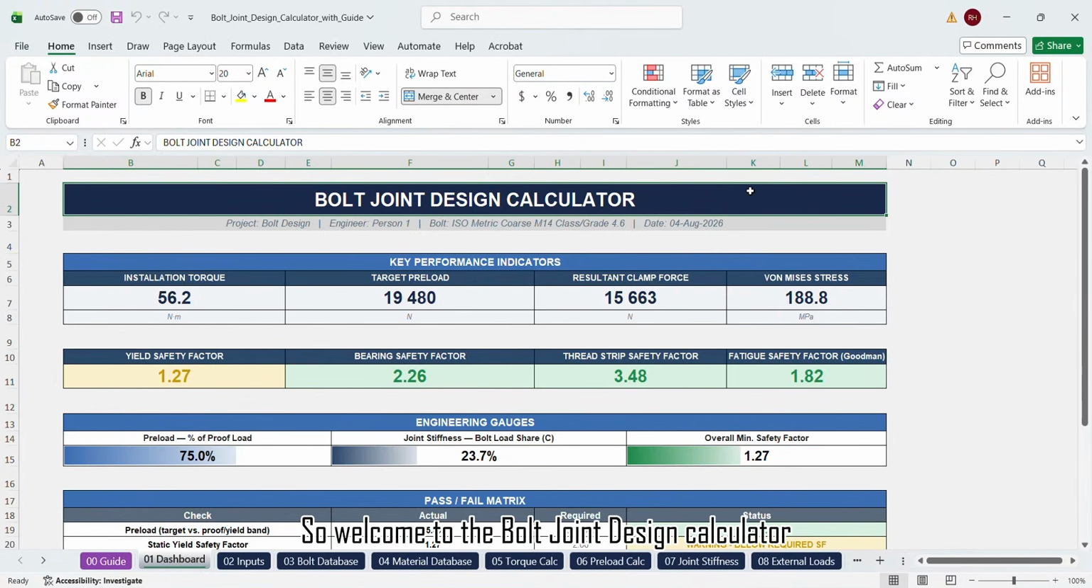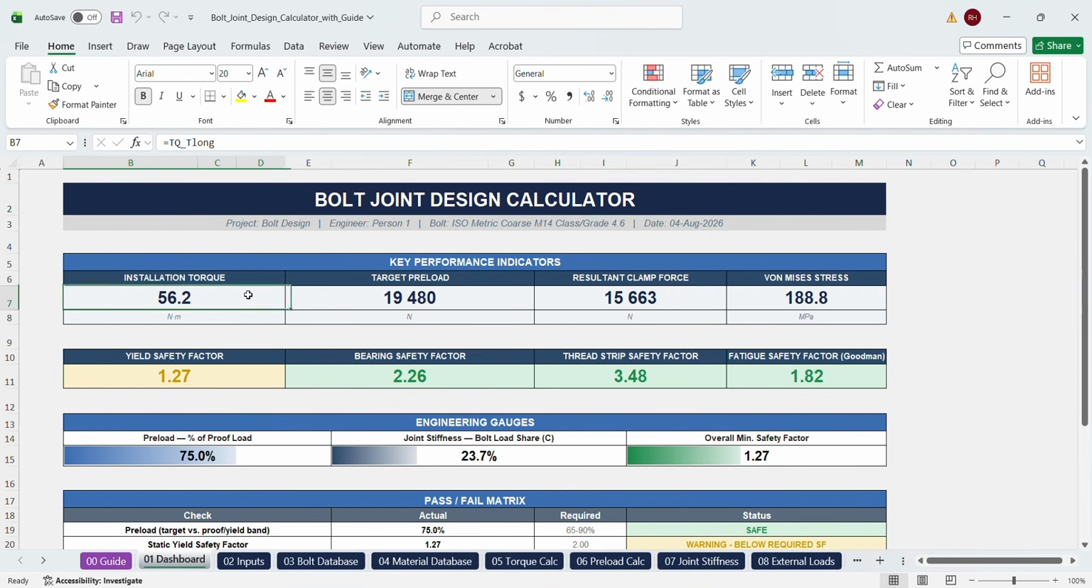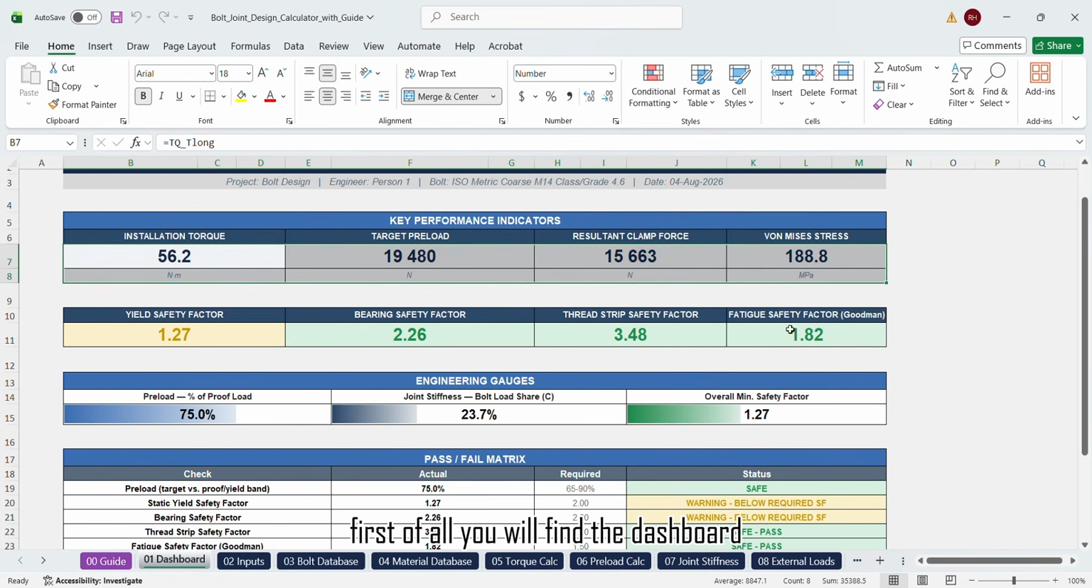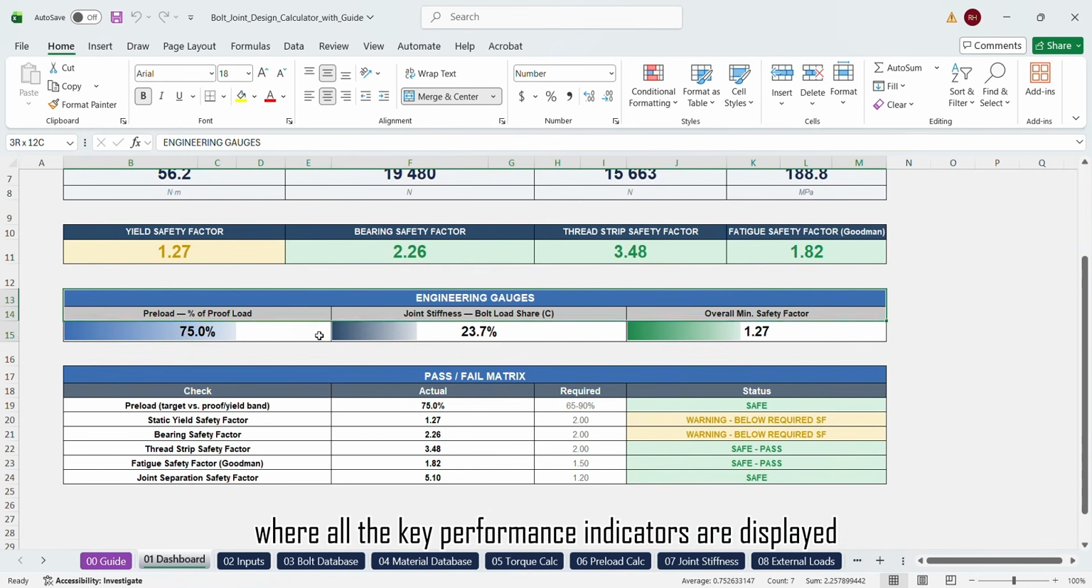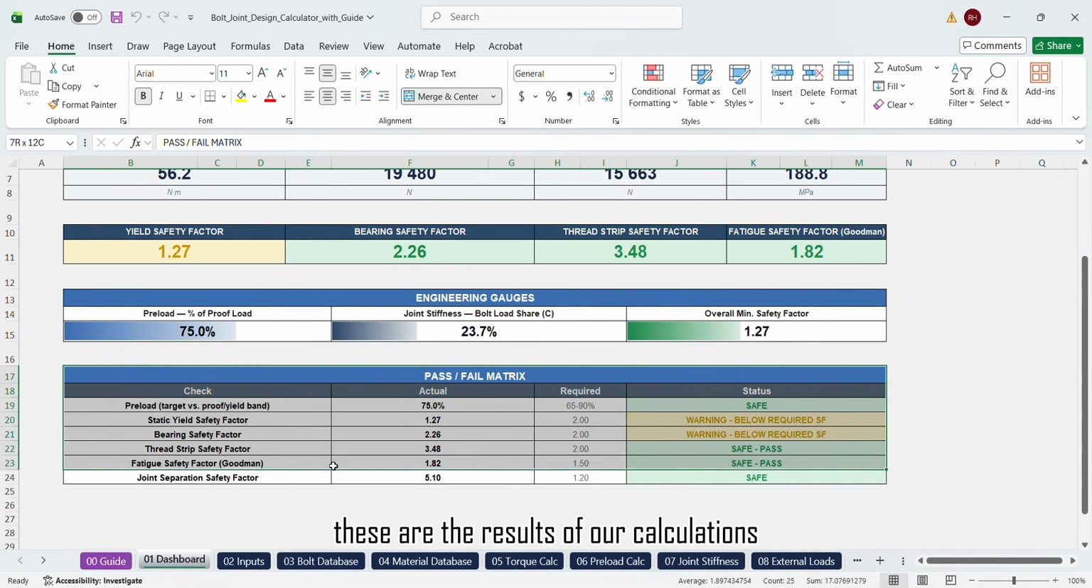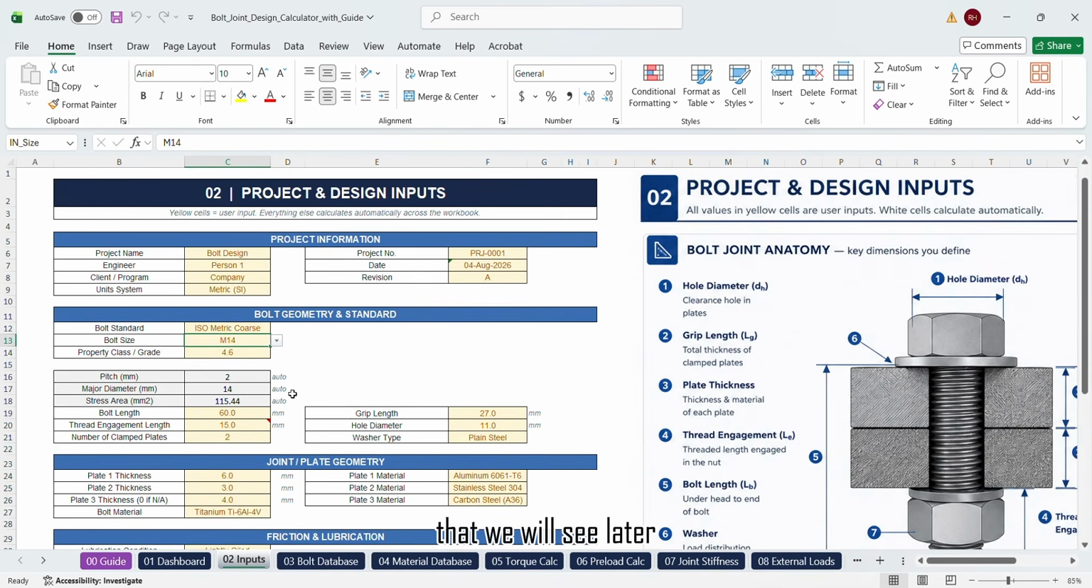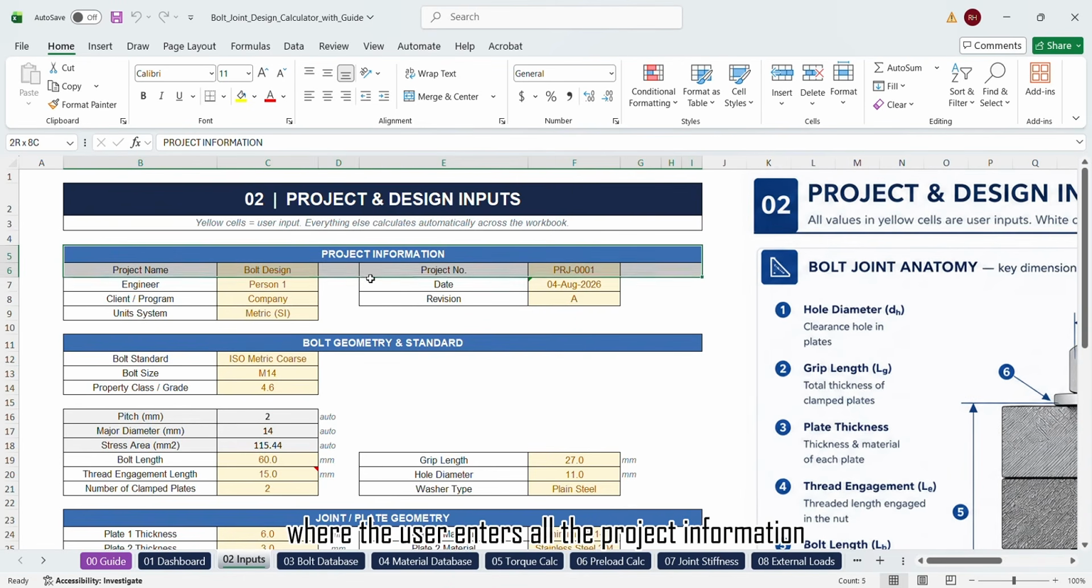So welcome to the bolt joint design calculator. First of all, you will find the dashboard, where all the key performance indicators are displayed. These are the results of our calculations that we will see later. First, we begin with the inputs sheet, where the user enters all the project information.